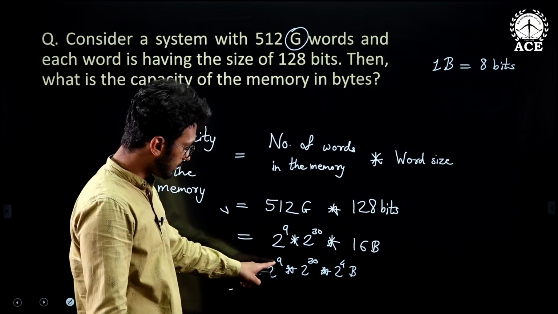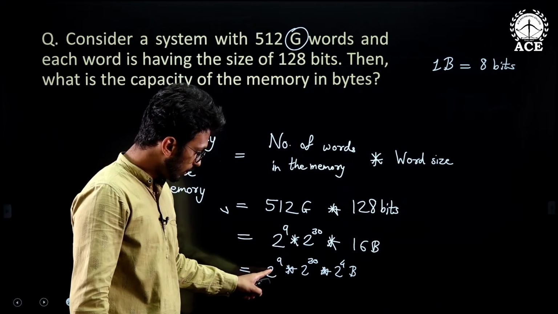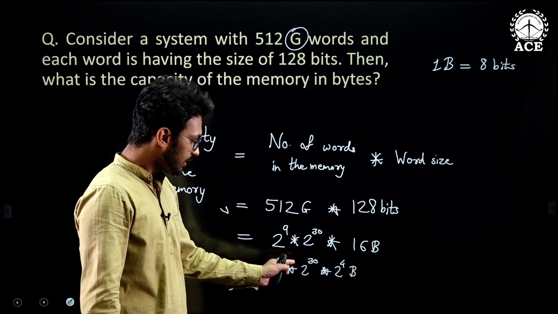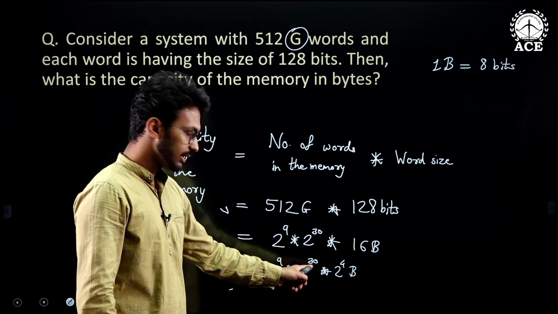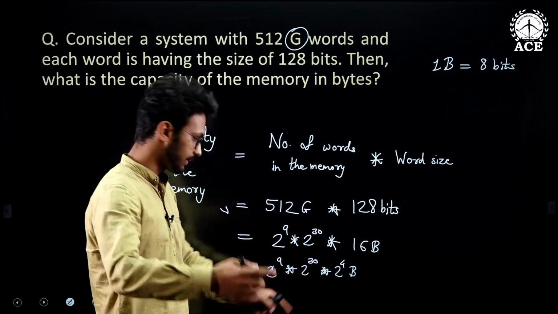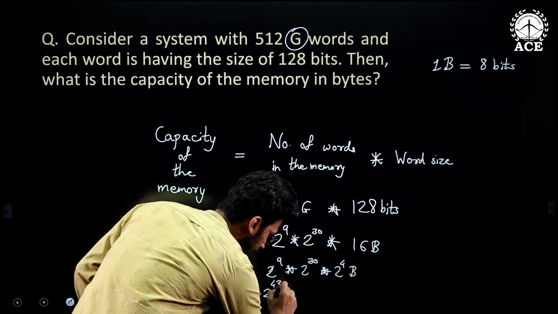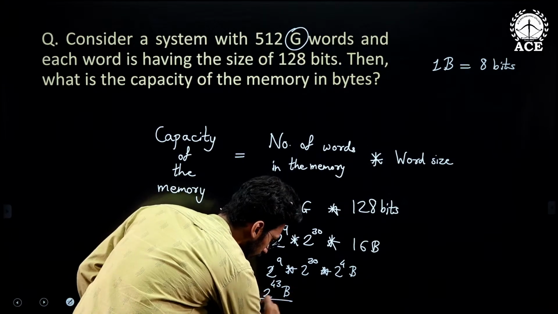Done. Now multiply this. 2 raised to 9 into 2 raised to 30 into 2 raised to 4. What will it be? Just add the powers: 9, 10, 11, 12, 13. 30 plus 13, 43. So eventually it will be 2 raised to 43 bytes. This is the answer.